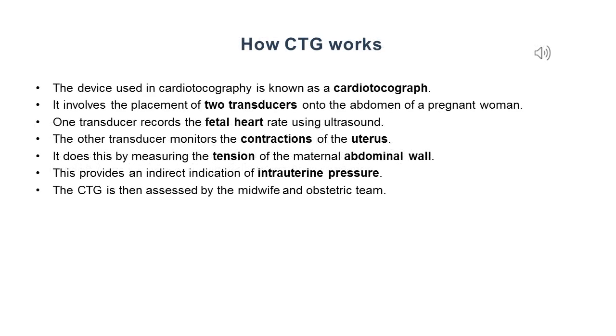How CTG works. The device used in cardiotocography is known as a cardiotocograph. It involves the placement of two transducers onto the abdomen of a pregnant woman. One transducer records the fetal heart rate using ultrasound. The other transducer monitors the contractions of the uterus. It does this by measuring the tension of the maternal abdominal wall. This provides an indirect indication of intrauterine pressure. The CTG is then assessed by the midwife and obstetric team.